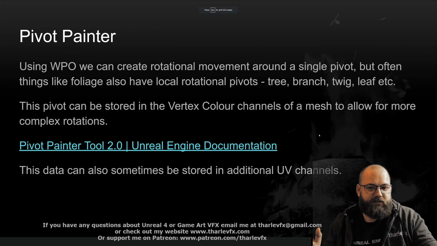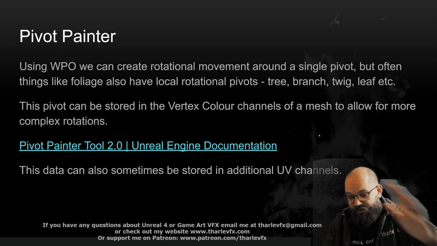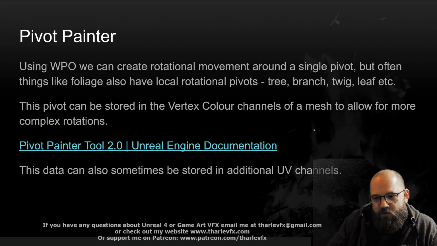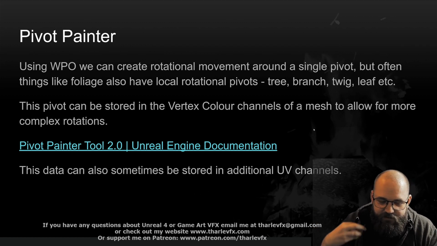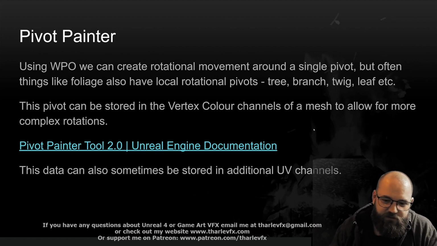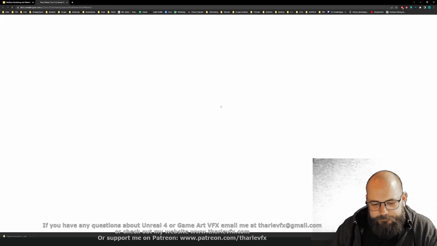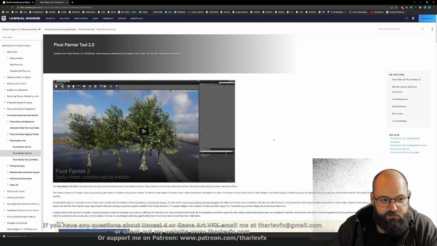Cool. Another advanced technique using well-positioned offsets. We can paint local pivots into our object and bake that in either in vertex colors or in additional UV channels. And we'll have a look at how that works as well. So this is an example from Epic. Again, it's a Max script.